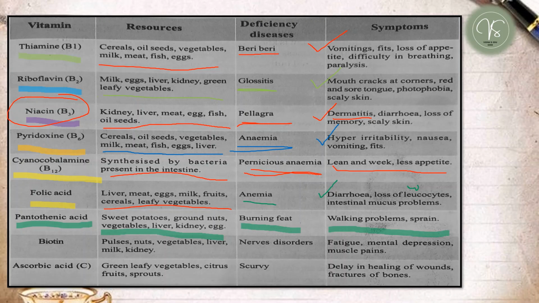The next vitamin among the B complex group is biotin. Biotin is required for protein metabolism. It is found in pulses, nuts, vegetables, liver, milk, kidney, and its deficiency causes nervous disorders, due to which the person suffers from fatigue, mental depression, and muscular pains.